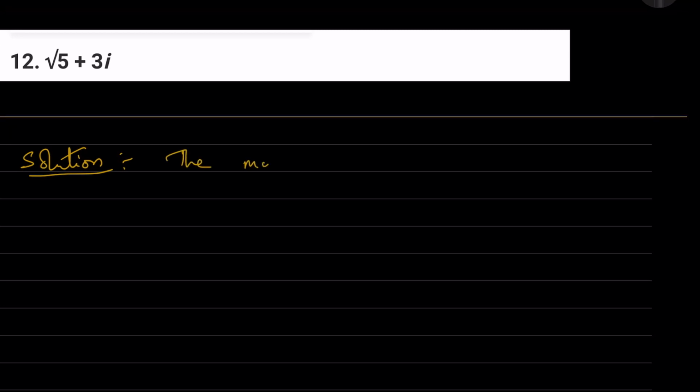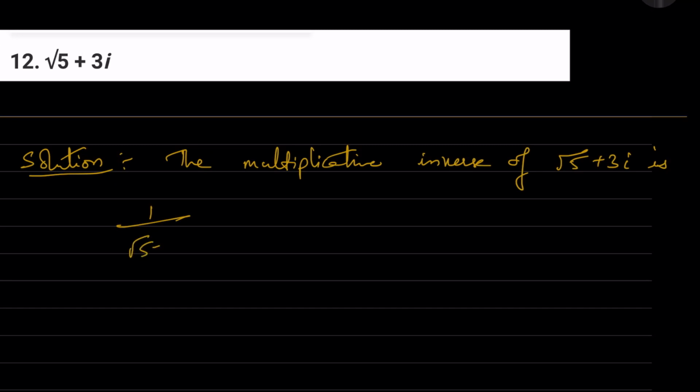Next, going into the next one, root 5 plus 3i. So we have to find out what is the multiplicative inverse of this. The multiplicative inverse of root 5 plus 3i is 1 by (root 5 plus 3i). Since you know that whatever is the inverse, if you are multiplying with the original value, it should be equal to 1. That will be the multiplicative inverse. So now here we have to rationalize this.